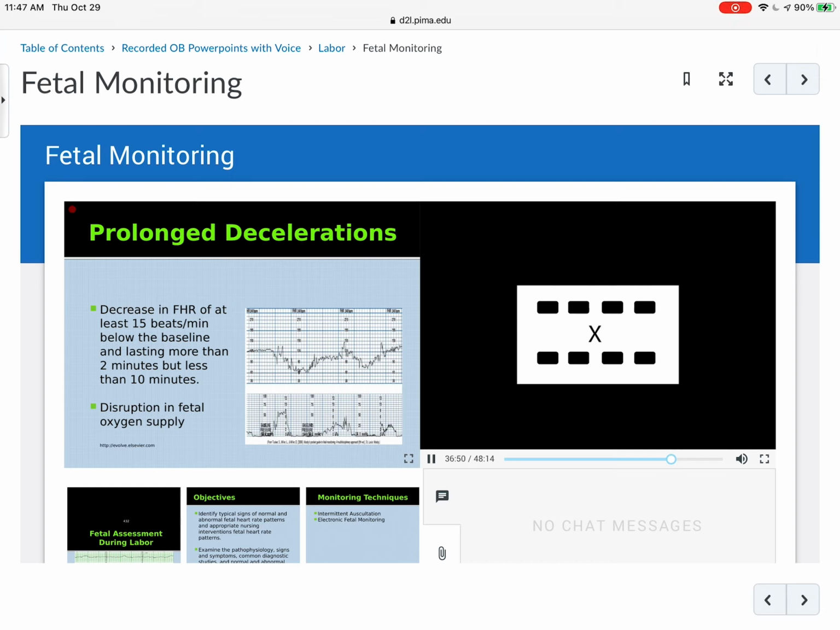A prolonged deceleration is just what it says, a long time. So prolonged deceleration is a contraction lasting more than 2 minutes, but less than 10, because if it lasted 10 minutes, that would be bradycardia. It's a disruption in the fetal oxygen supply.